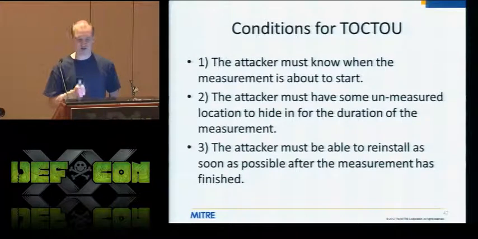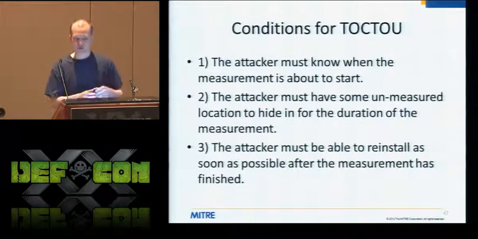So the conditions are, first, the attacker has to know when you're about to measure something. And if you're at the same privilege level, that's pretty easy, right? They can always know when you're about to start a measurement by putting a hook into your code. They're always going to bounce out to their code before you ever even have a chance to measure your own code, way up in the prologue, way up in the code that listens for network packets. So the attacker has to know when you're about to start.